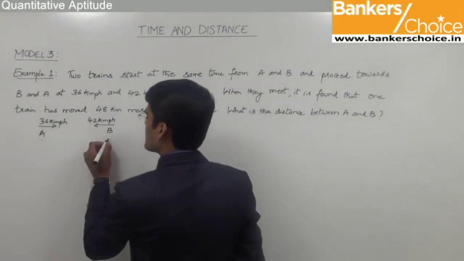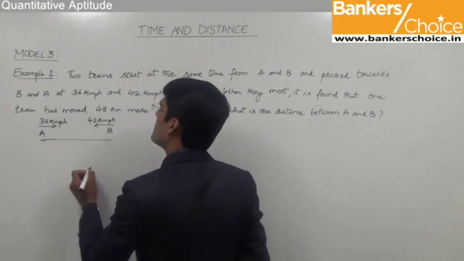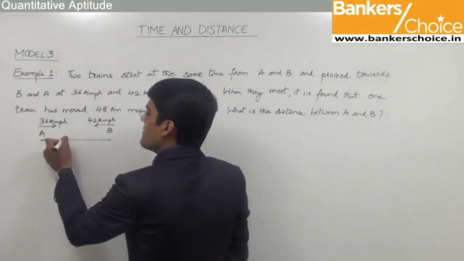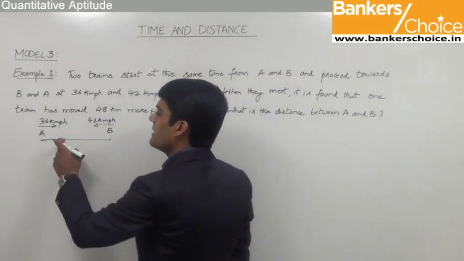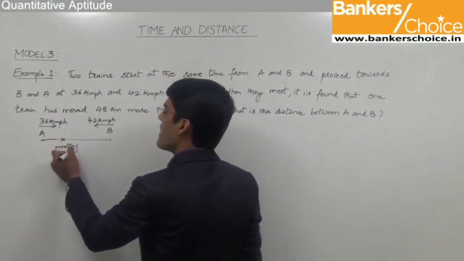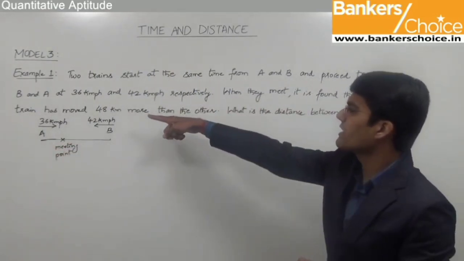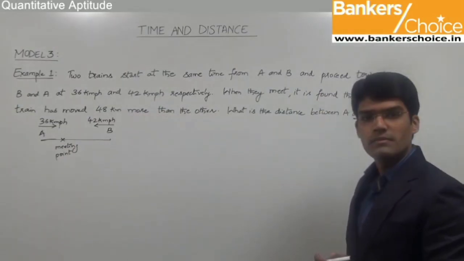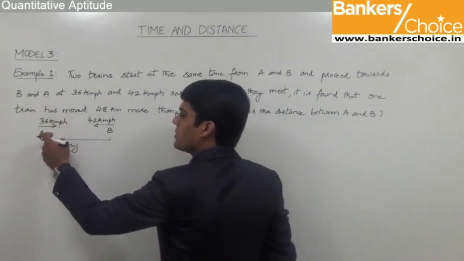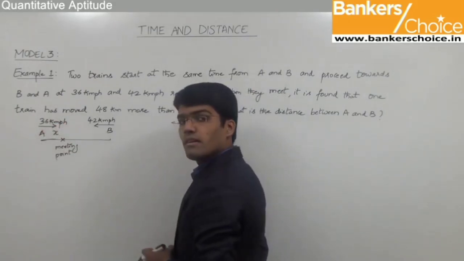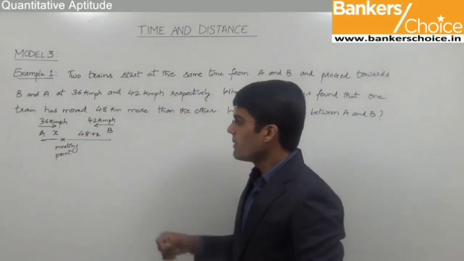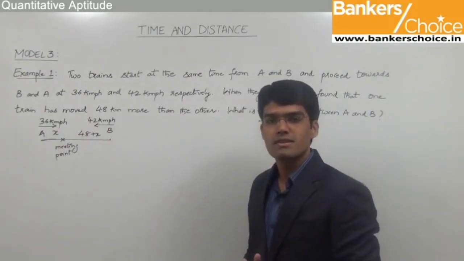Now let us assume that this is the path between the 2 points A and B. When the two trains are moving in opposite direction, they meet at some point in between. Let us assume that this is the meeting point. And at this meeting point, it is found that one train has moved 48 kilometers more than the other. So let us assume that the distance covered by the first train up to this point is x. So the distance covered by train B up to that point will be 48 plus x. Why? Because one train has moved 48 kilometers more than the other.